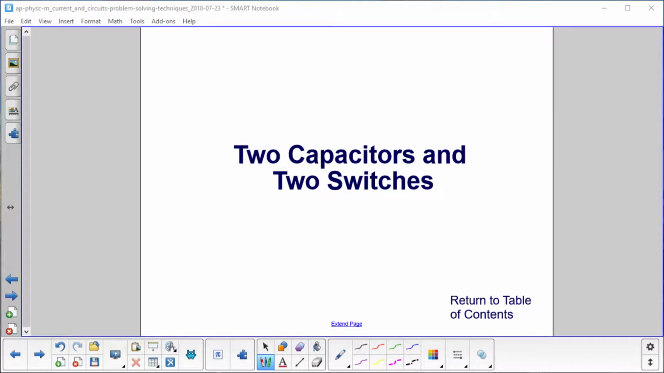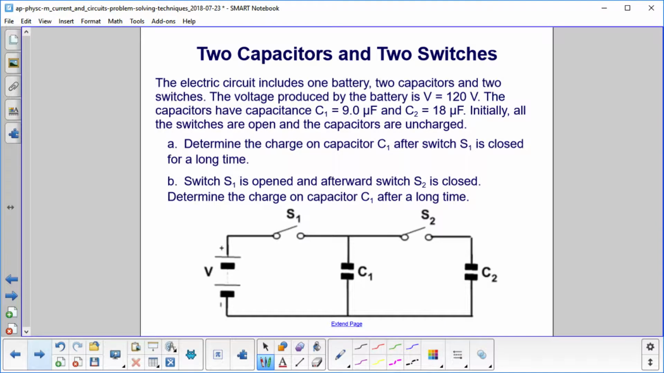The electric circuit includes 1 battery, 2 capacitors, and 2 switches. The battery voltage is 120 volts. The capacitors have capacitances 9 microfarads and 18 microfarads. Initially, all the switches are open and the capacitors are uncharged.